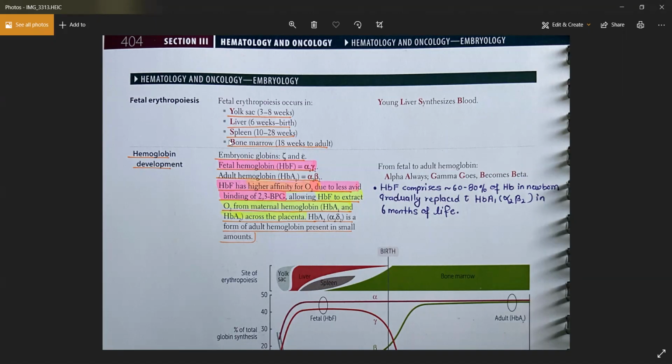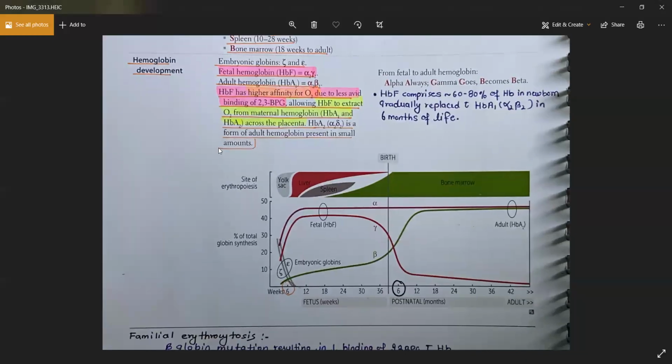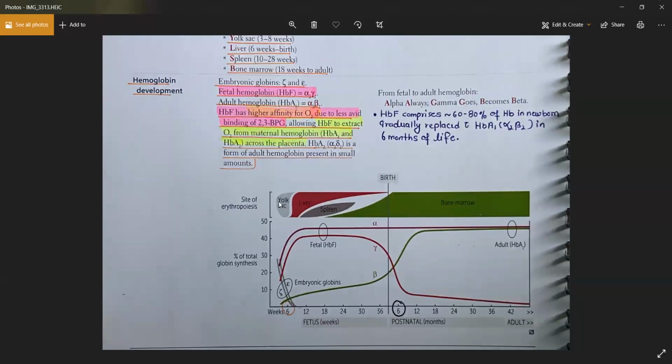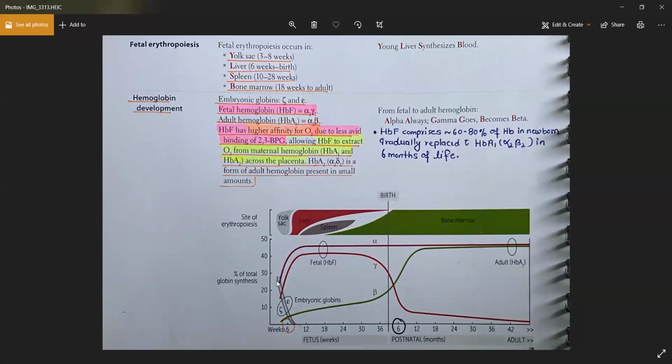And then in the adults also, the bone marrow is the location where the erythropoiesis takes place. As you can see in the graph also, this was your yolk sac, and initially the erythropoiesis takes place here. And after this, in between the 3 to 8 weeks, it was the yolk sac which takes part in the erythropoiesis.